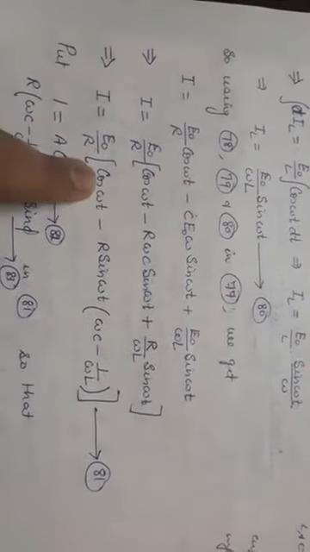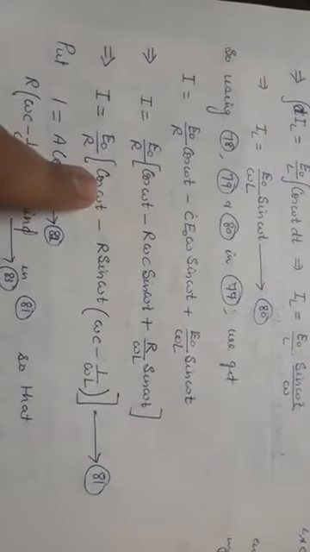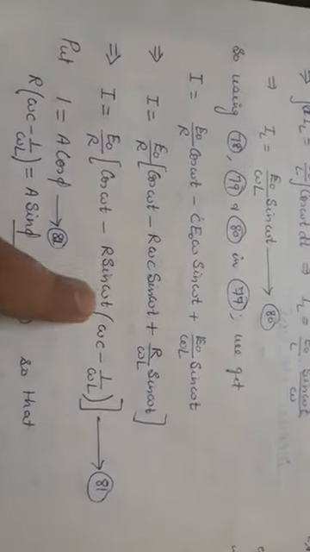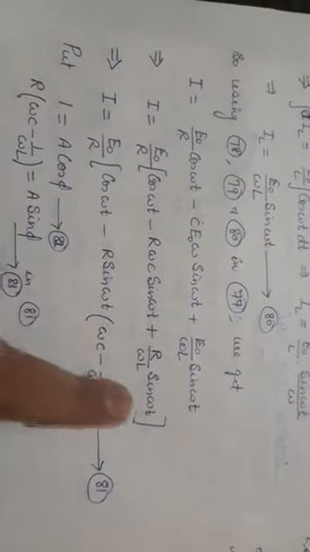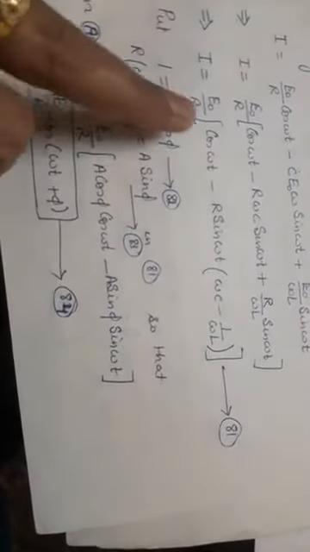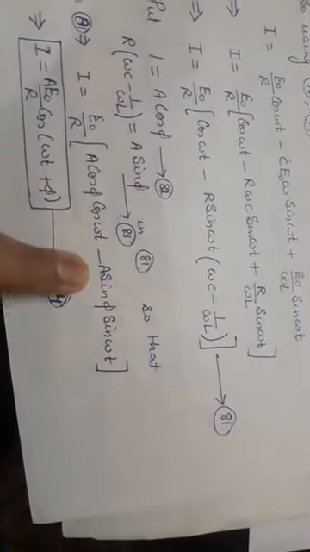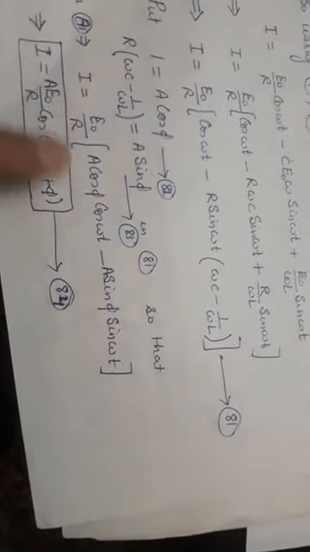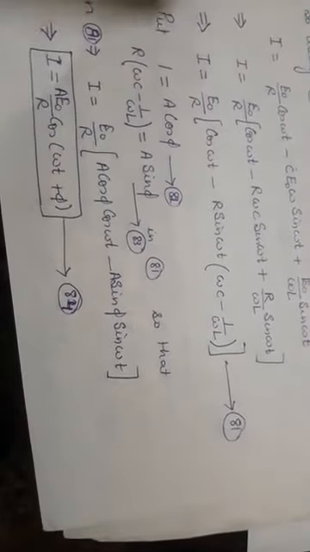Now in this equation, you have to put the coefficient of cos omega t, 1, as A cos phi and the coefficient of sin omega t, R times (omega C minus 1 upon omega L), as A sin phi. So that I get I equal to E naught upon R as it is, then A cos phi into cos omega t, minus A sin phi into sin omega t. Keeping A as common, I get cos a cos b minus sin a sin b, which is cos (a plus b), meaning cos (omega t plus phi).